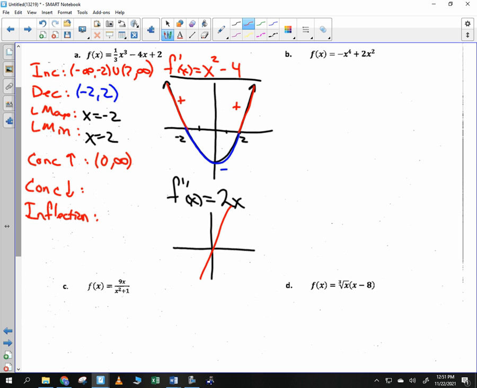It's concave down wherever f double prime is negative. Inflection occurs whenever the second derivative changes sign. Does it ever change from negative to positive or positive to negative? At 0. I'm going to write x equals 0. We could figure out the actual location of that by plugging it into the original. Those are our definitions. That's how we're defining the material. Let's try the next example.